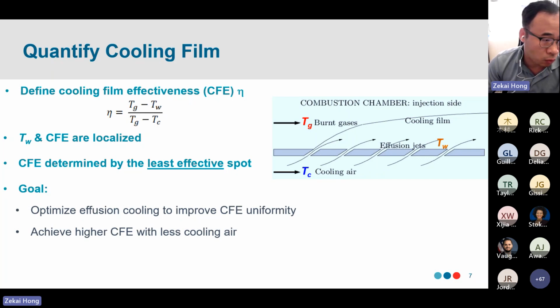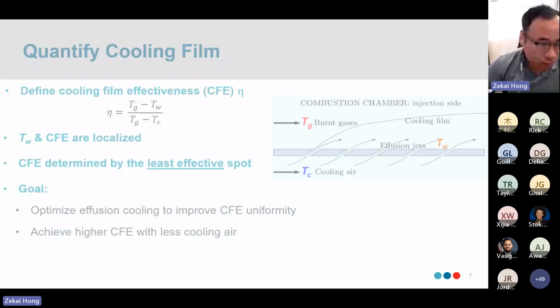Because if there is one spot that gets over temperature, the entire liner will have a shortened life, right? So CFE is determined by the least effective spot. The goal, again, is not only to reduce the cooling air usage, but also to make the cooling film as uniform as possible, so that there are essentially no weak points in the combustion liner.